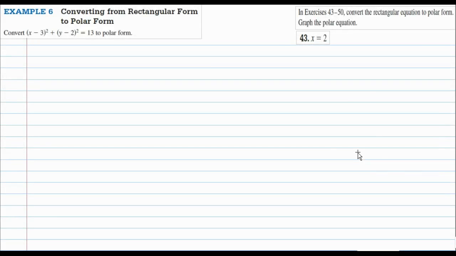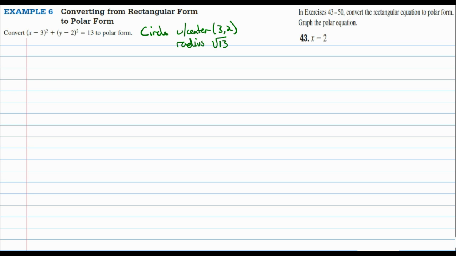This is the screencast for section 6.4, example 6. Now in 5, we converted from polar form to rectangular, so in 6 we're going to do the vice versa. We first are going to start with a circle with center (3, 2), radius square root 13. So that'll help us confirm in polar mode that we got the right polar equation for this rectangular equation.